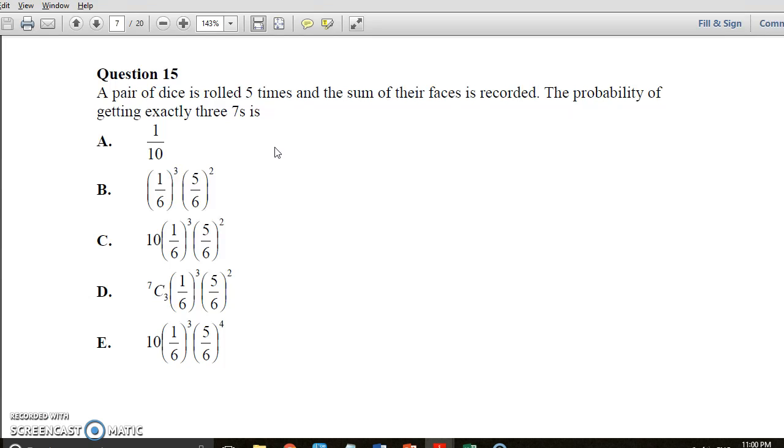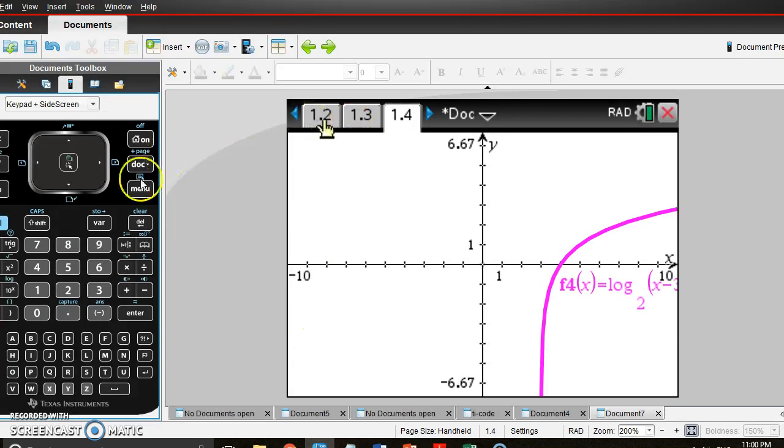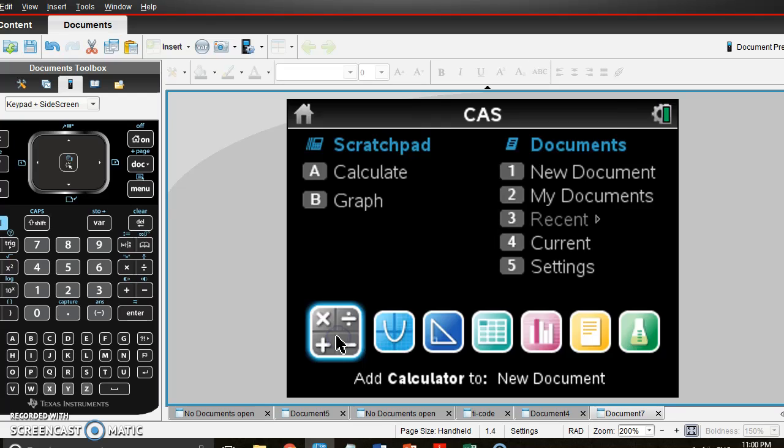So the next question we're having a look at here is question 15. It's a probability question. It tells us a pair of dice is rolled 5 times and the sum of their faces is recorded. The probability of getting exactly 3 sevens is. So let's have a look at this. Let's go to CAS, let's start up a new calculator.